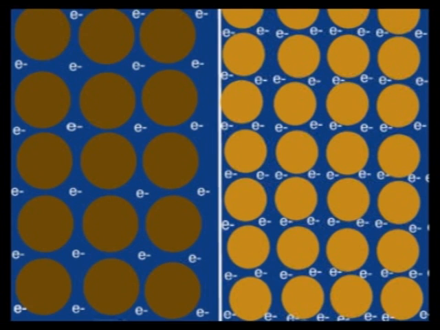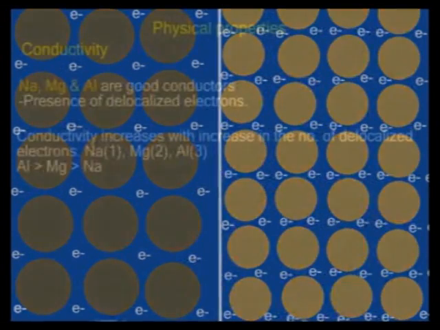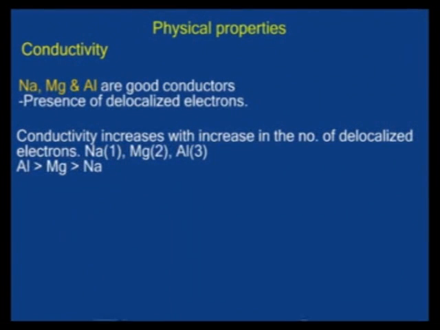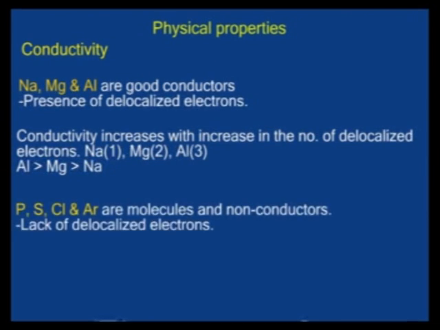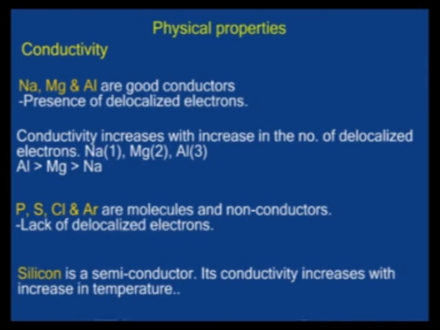And therefore, the number of delocalized electrons in aluminum is more than that in sodium and magnesium. Therefore, aluminum is the best of the 3 when it comes to conduction of heat and electricity. Phosphorus, sulfur, chlorine, and argon are all molecules, and thus they are non-conductors. They have no delocalized electrons. Now, silicon is a semiconductor. Its conductivity increases with increase in temperature. Now, the same phenomenon is seen in heat conduction.